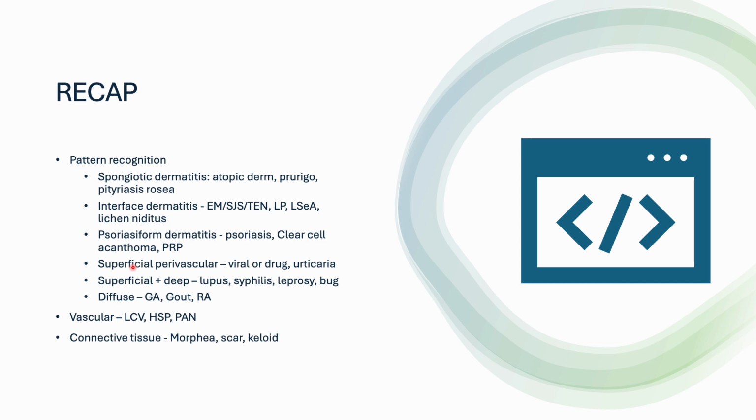Sorry, that should not be RA. And for the vascular disorders, we mentioned LCV and HSP. Sorry, because of time, I could not include PAN here. In the connective tissue diseases, we talked about morphea, which has the squared biopsy, the scar and the keloid. The latter has the ropey bubblegum collagen, and that is the recap of today's lecture.